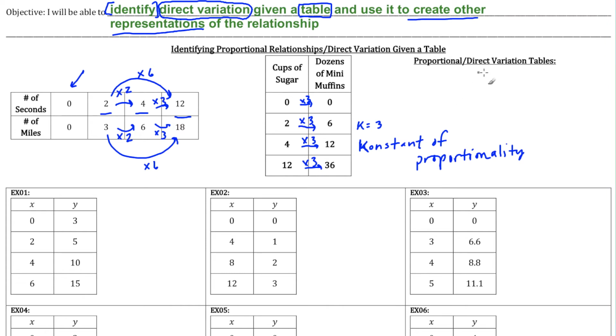So let's talk about direct variation tables. Remember, this is a direct variation table. This is a direct variation table. They both have 0, 0. So origin. We'll just label this. This is our origin on our graph. And we're multiplying by the same number. Okay, so that's how we are going to recognize or identify direct variation.